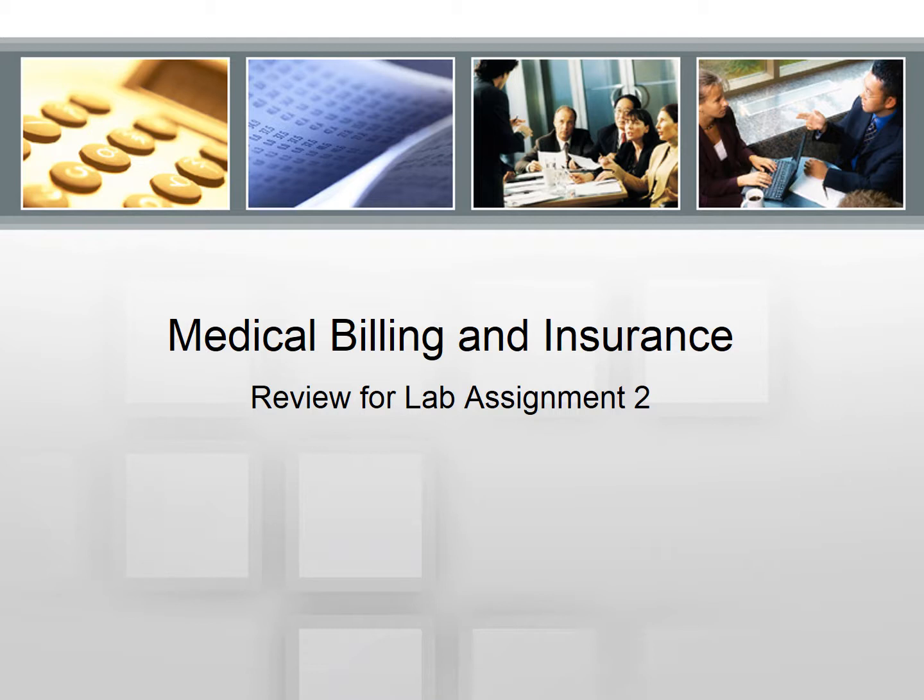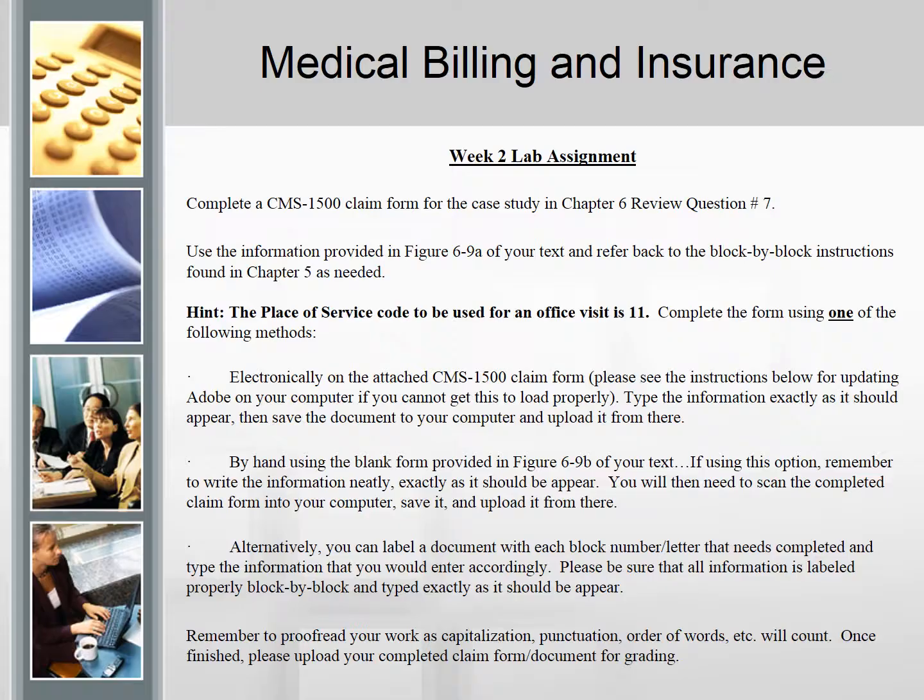Before you begin your second week's lab assignment, the following is the information provided for this week's lab assignment, and just the instructions themselves can seem a little overwhelming, so I want to break this down for you step by step.